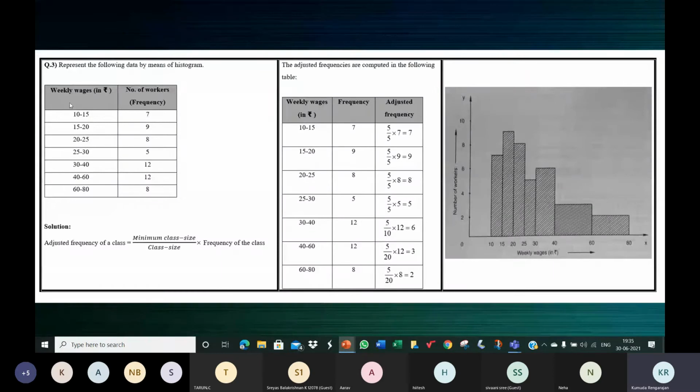Then we saw one where the class intervals are continuous, but the class size is not uniform. Then the need arises to prepare a new column with the heading adjusted frequency. When the class intervals are continuous but the size is not uniform, we need to prepare this column, find the new frequencies, and use these frequencies to prepare the histogram.